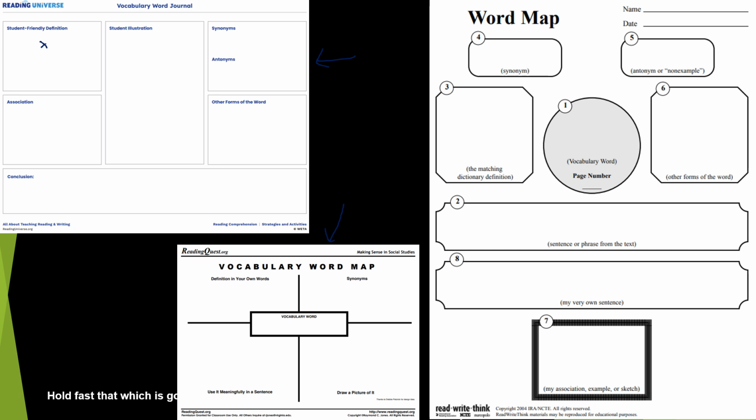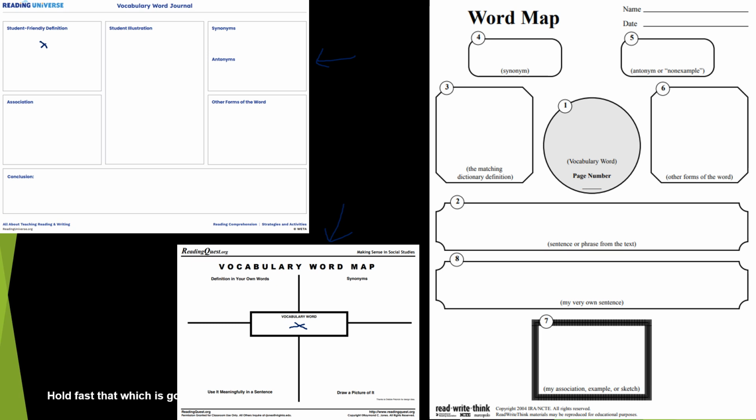On the bottom version down here, we've got a more simplistic version where we put our keyword in that middle box, and then what we've got are 4 key sections around it. So the definition in the student's own words in the top left, synonyms in the top right, picture in the bottom right, and then using it meaningfully in a sentence in the bottom left. So if we're thinking about quite a quick version, then this one at the bottom is a really simple way to get students to do it.